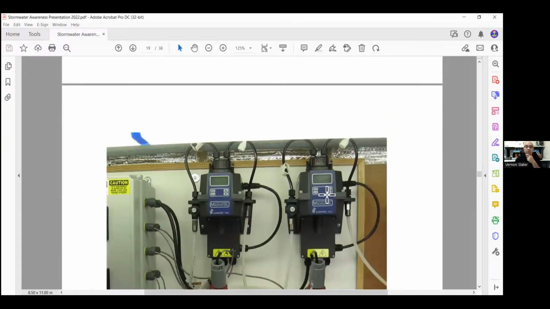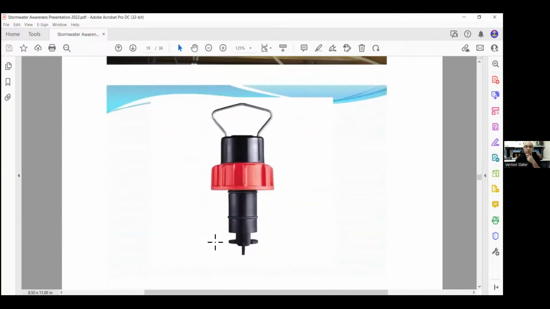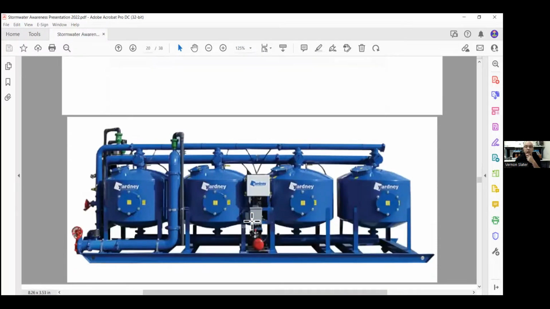Instrumentation, there's your turbidimeters, pH meters, flow meter, and the filter. These are types of equipment used in the system.